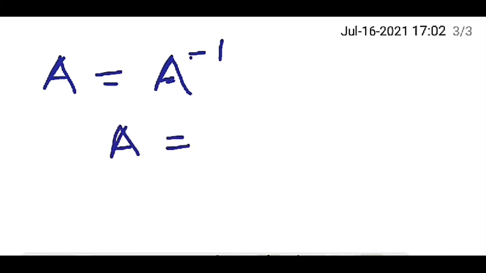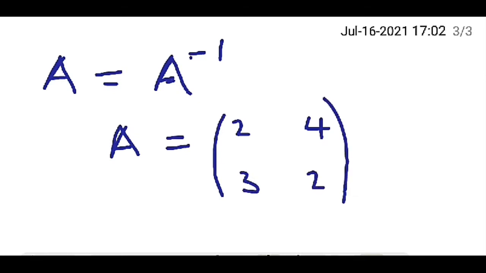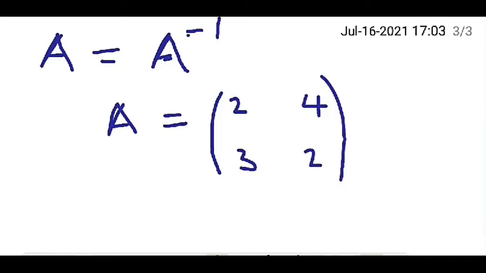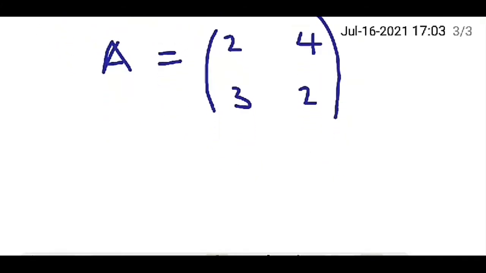The inverse of a matrix, for example, if you're given matrix A, you write it as A power negative 1. This means the inverse of A. So if you're given a matrix A equals 2, 4, 3, 2, how can you get its inverse? So the inverse of this matrix is given by the formula.